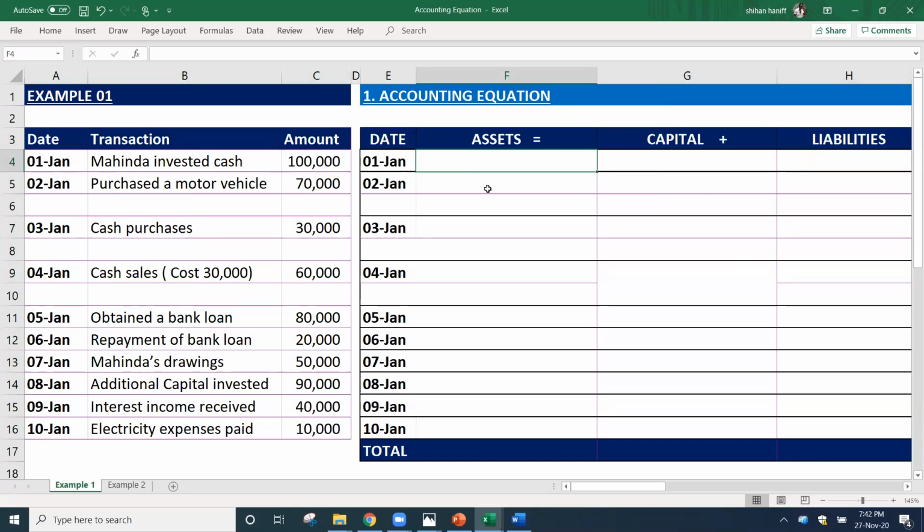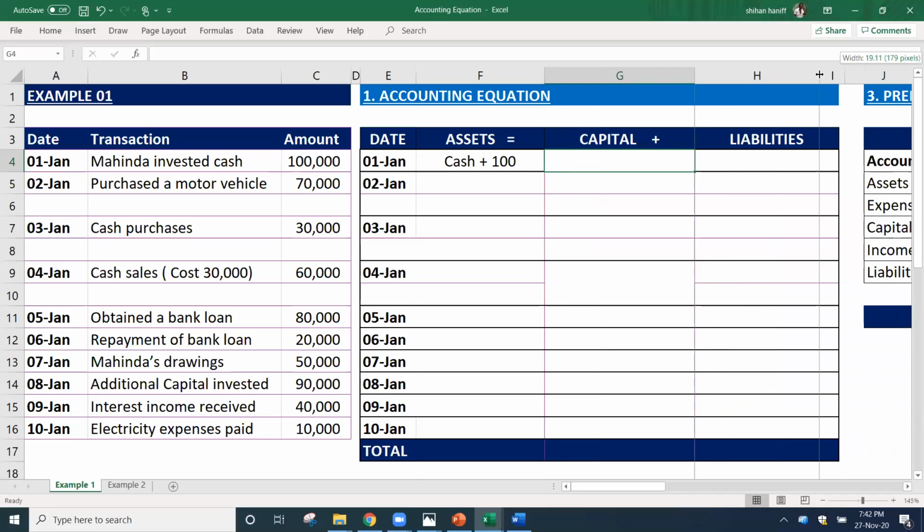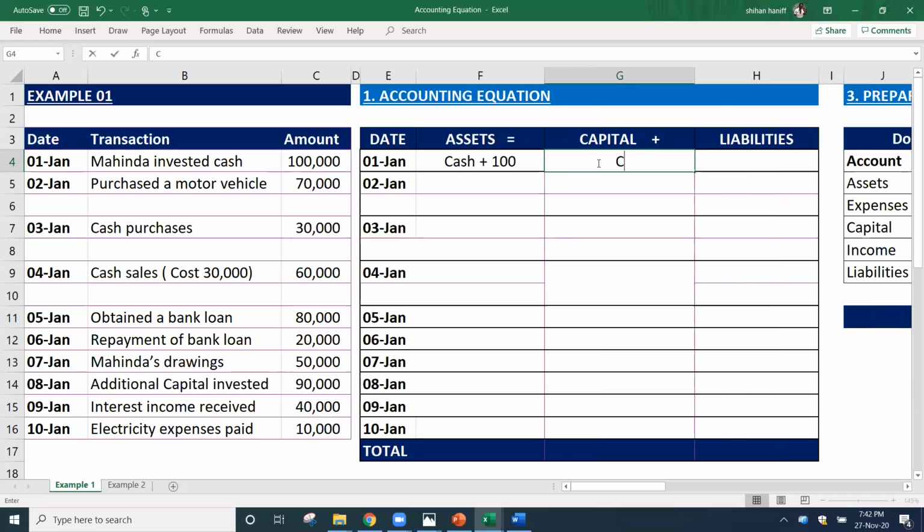So first transaction, the owner invested cash. If the owner is investing cash, the asset will increase, right, when we do in thousands. And the capital of the business will increase by 100,000. Cash will increase, capital will increase. So you all can do it, right? Before I explain, if you know, you can do.